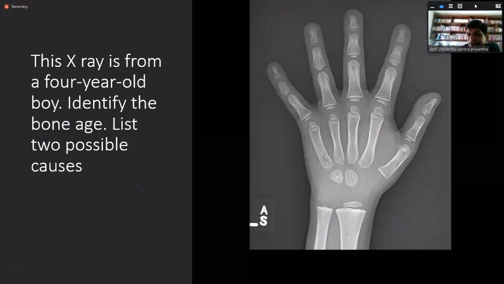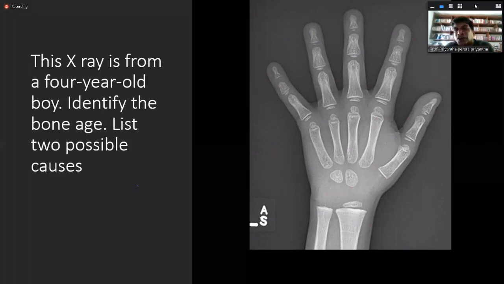So this child's bone age is around 2 years, less than 4 years. You got 2 carpal bones and no distal radius, so its bone age is 2 years. The child's chronological age is 4 years, bone age is 2 years. So the gap between the chronological age and bone age is 2 years.